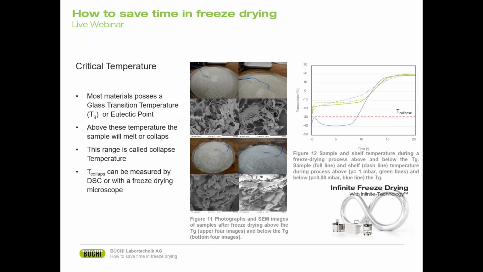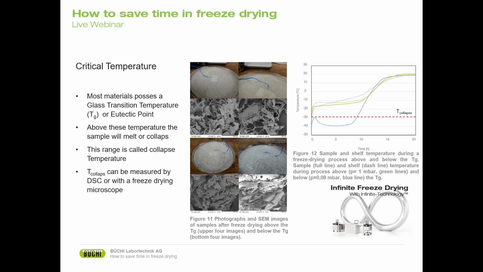Now, we have talked a lot about how to increase the efficiency and save time in a freeze drying process by methods such as increasing the sample temperature or using heated shelves. However, many materials, especially biological ones, will have a glass transition temperature or an eutectic point. Above this temperature, the sample collapses or even melts. The temperature range where that happens is called collapse temperature and can be measured by DSC, differential scanning calorimetry, or a freeze drying microscope.